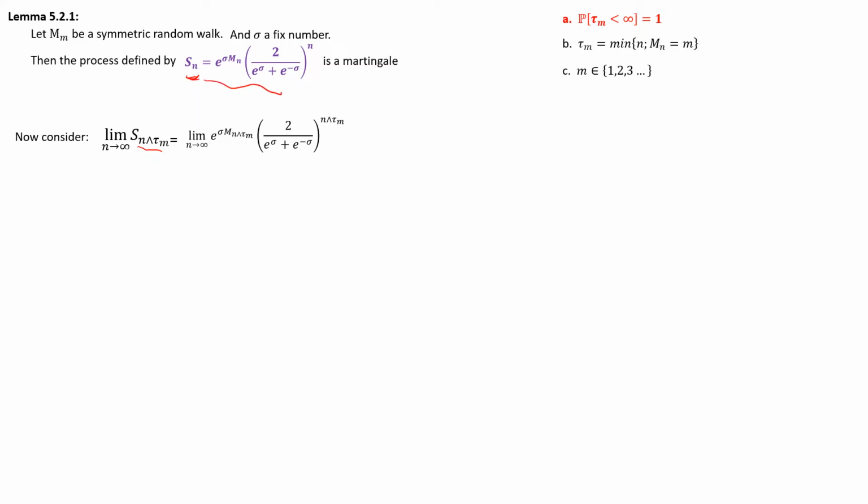To get Sn to m, the stopped process, every time we see n here, we just replace it by n to m, and that's exactly what we did here. We saw n here, so we replaced it by n to m. We saw n here, we replaced it by this. Very simple stuff. So now we consider this, and we want to find the limit when n tends to plus infinity of this whole thing.